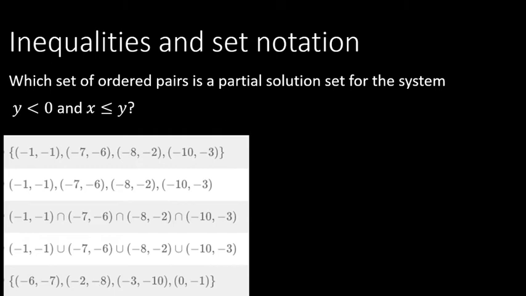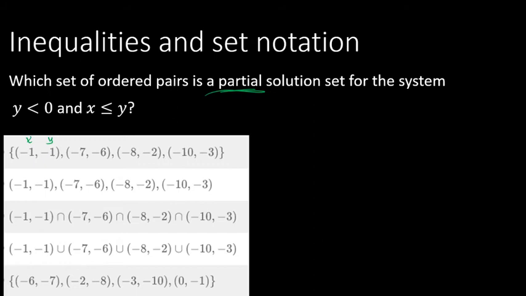Which set of ordered pairs is a partial solution set for this system? Okay, so look at this system. We've got y is less than 0 and x is less than or equal to y. It would be probably impossible to list all of the possible solution sets. And a solution set, for this, notice that it's just sets of ordered pairs. So they're saying, would -1, -1 work, where the first coordinate is your x solution and the second coordinate is your y solution. So this is a partial solution because it would be impossible to write an exhaustive list of solutions that would work for this inequality.